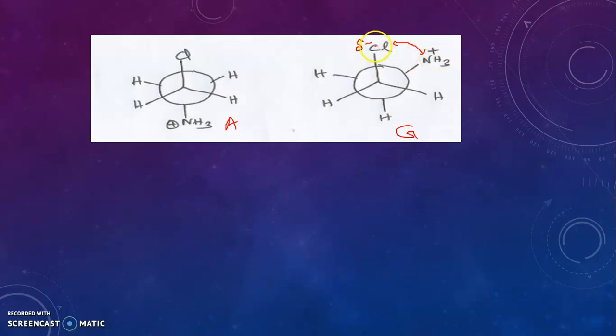Intramolecular ion-dipole interactions are simply opposite charge attraction. Because of this attraction, gauche conformation becomes more stable over anti-conformation. So in this case, remember, gauche is more stable over anti. Are you able to follow this? Yes. So in this case, gauche conformation is more stable over anti because of attraction. This positive charge is attracting the partial negative charge of chlorine.